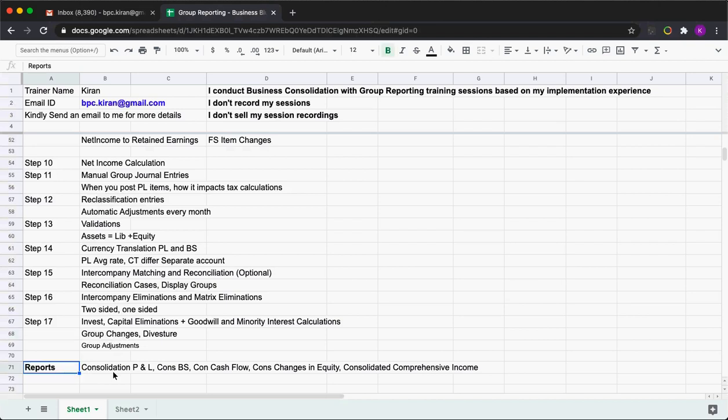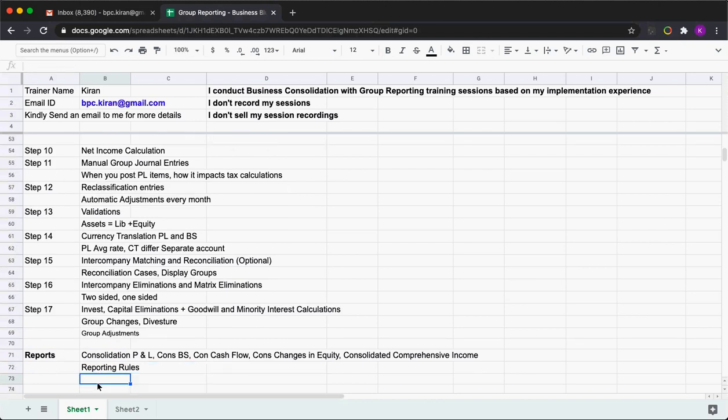So the last point, reports. Now there is something called reporting rules here in group reporting. We have to touch these reporting rules. I need to create cash flow, changes in equity, and comprehensive income reports. There is a table called reporting rule here. So what are the FS items, or reporting items, required for cash flow?